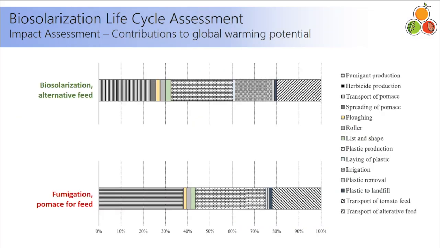Those reductions come from predominantly one effect. So these are charts that show how different elements of each scenario contribute to the overall carbon footprint. Both scenarios have a large footprint from plastic production. In fact, the same plastic that you would lay over soil to fumigate it is identical to that we use for biosolarization. So there's the same amount of embedded emissions for producing and transporting that plastic.